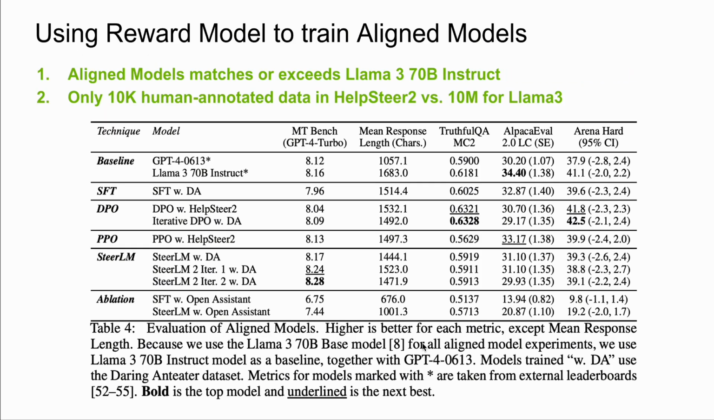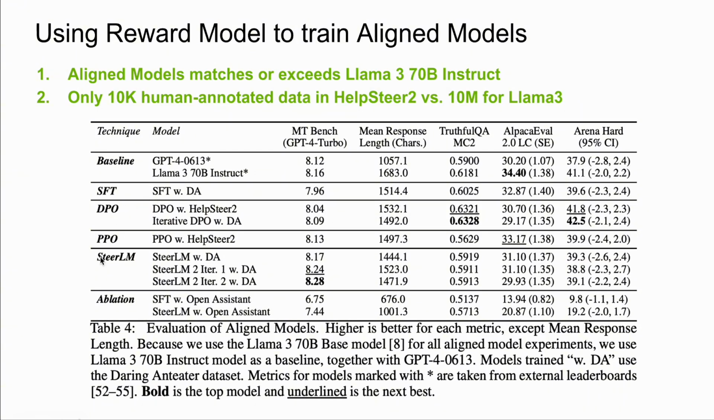Okay, so the next thing we do is use the reward model to train aligned models. At that time, we started with Llama 3 70B base, and we wanted to use our own recipe to see if we could post-train a model to be as good as Llama 3 70B Instruct. And we found that we were actually able to do so. We first started with a strong SFT dataset. This is called Daring Anteater, which we also open sourced.